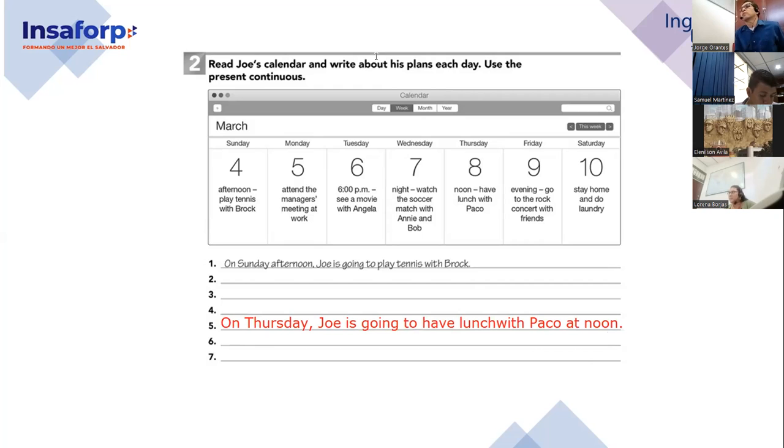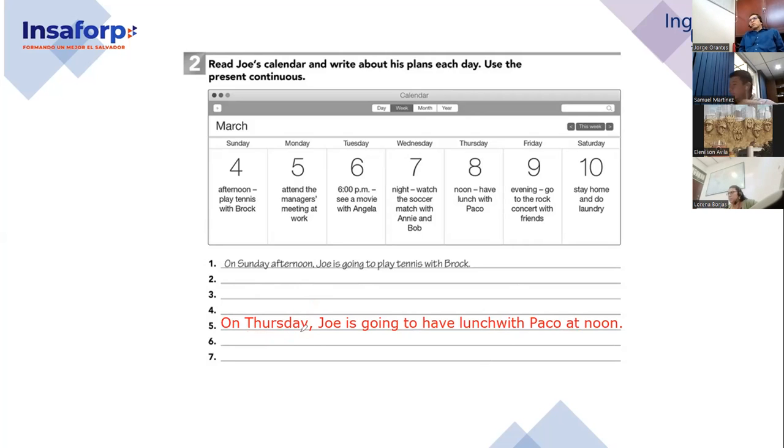But remember, si quieren escribir la palabra noon acá, aquí solo sería on Thursday noon. No le ponemos el at. Okay. Solo al final si queremos escribir. On Thursday, Joey is going to have lunch with Paco at noon. Aquí se me fue unido. I'm so sorry. Pero va separado, ¿ok? Ok, ¿por qué? Porque ya estoy denotando que es este día por la tarde. ¿Ok? On Thursday at noon.